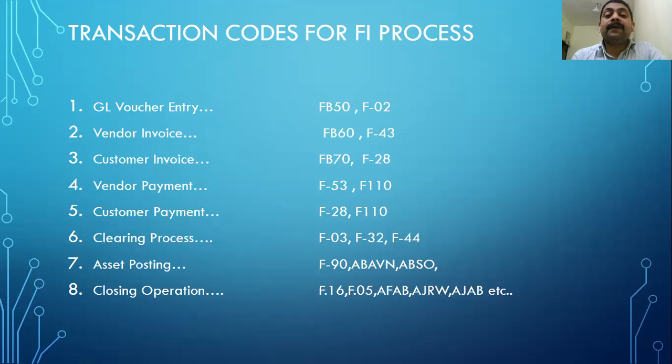FB50 is a multiple line item entry in one screen. F-02 is a single line item entry in one screen. Vendor invoice: FB60 and F-43.